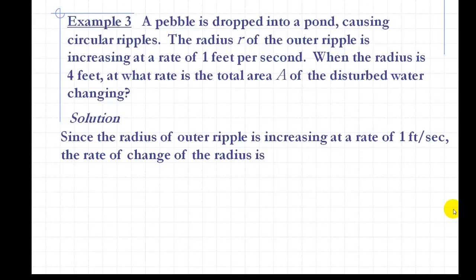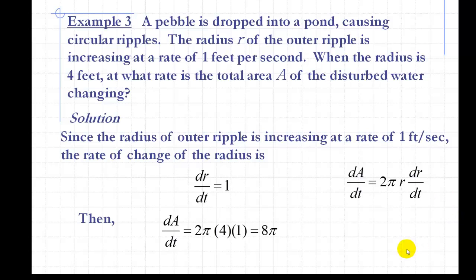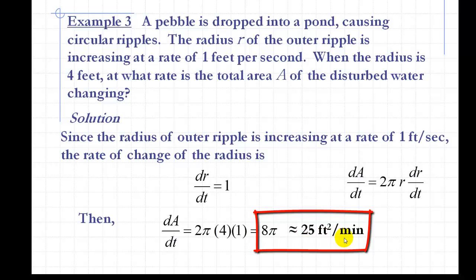So we know that the radius of the ripple is increasing at a rate of 1 foot per second. So dr/dt, the rate of change of the radius with respect to time, is 1. The instant we're looking at is when the radius is 4 feet, so r is going to equal 4 feet. We take that equation and put in the 1 for dr/dt and a 4 for r, and we get that the rate of change of the area with respect to time is equal to 2 pi times 4 times 1, which is equal to 8 pi, or approximately 25 square feet per minute.